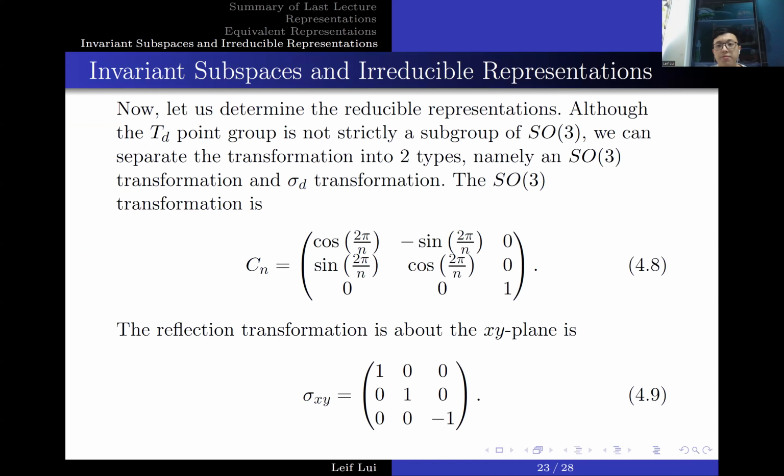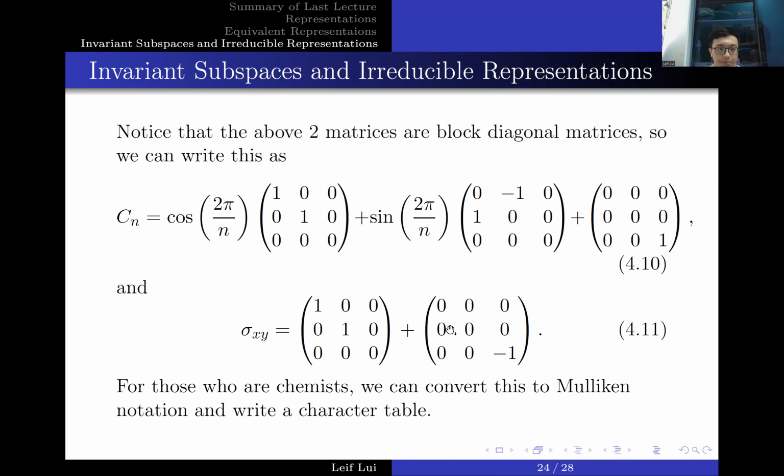So now from this, we can also deduce the reducible representations. Although Td is not strictly a subgroup of SO3, we can separate the transformations into two different ones, namely ones of rotation and the others of reflection. So the SO3 transformation is as follows, and the reflection is like this. If we're reflecting about the XY plane, as shown before, we can reflect about different planes. So these two are the reducible representations.